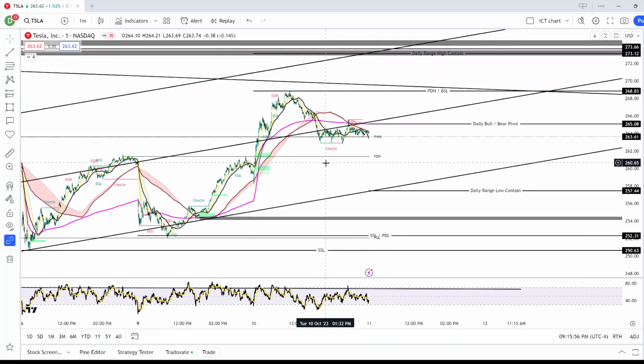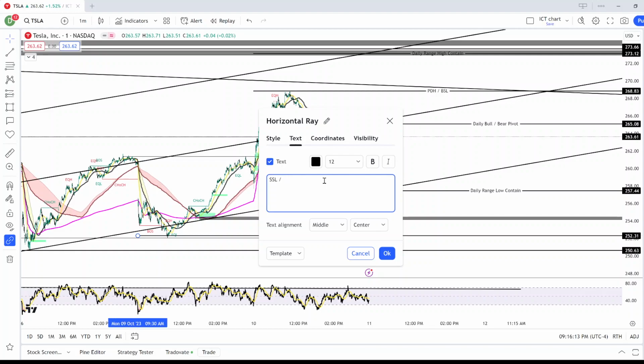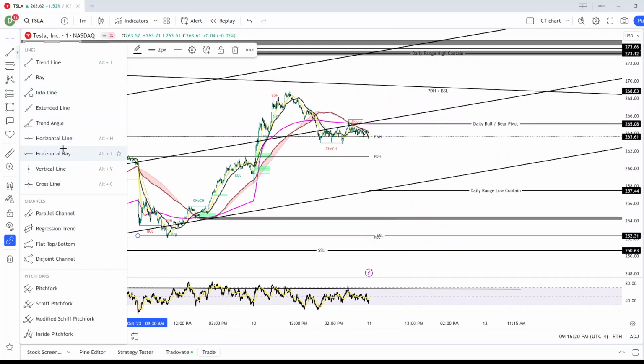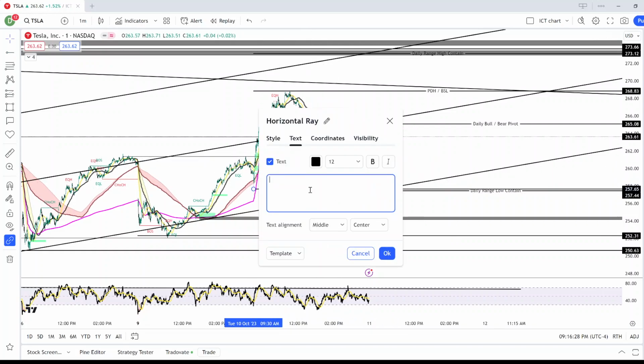And then we know what our targets are if we're heading down there, right? Channel support, daily range low contain as that moves up throughout the day, right? Order block below, sell side liquidity, and then we have the previous day low, which I will adjust here on my chart. This previous day low is from Monday. Now we're on Tuesday, so I will also label off the previous day low from today, which would be right here at 257.65. And that's going to be previous day low.